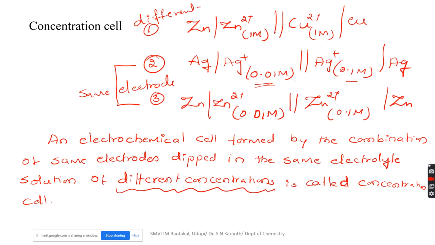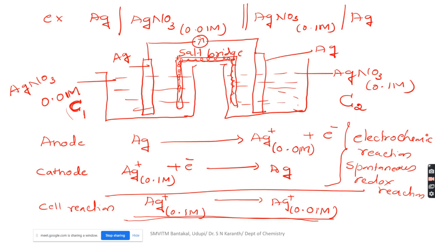An electrochemical cell formed by the combination of the same electrode dipped in the same electrolyte solution of different concentration is called a concentration cell. Here the electrodes are the same, only the difference in the concentration is observed. While choosing anode and cathode, the one which possesses a lower electrolyte concentration acts as the anode and the other one acts as the cathode.